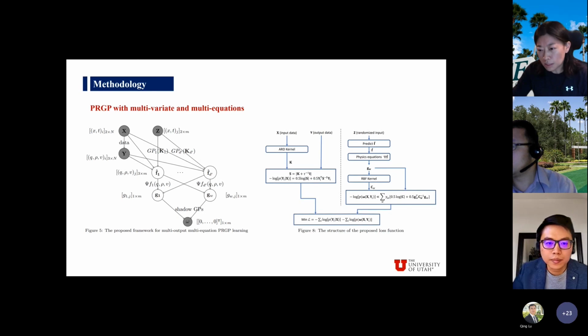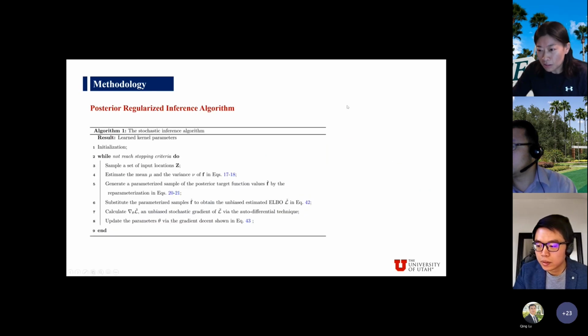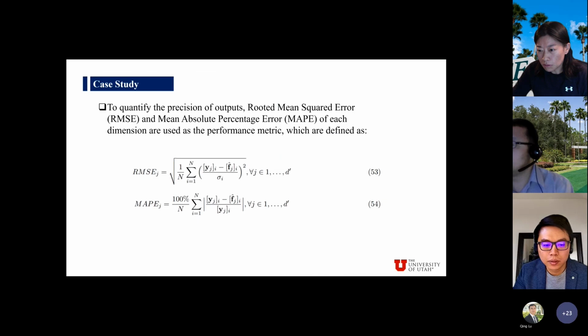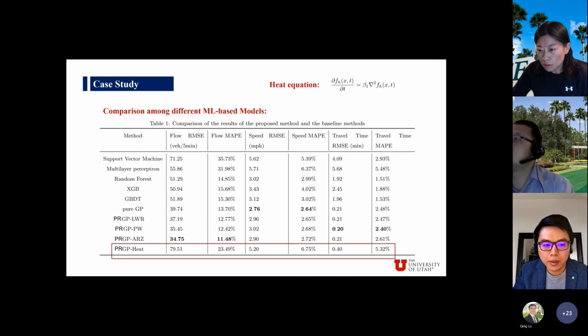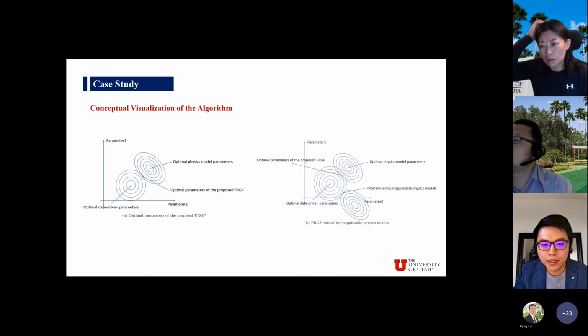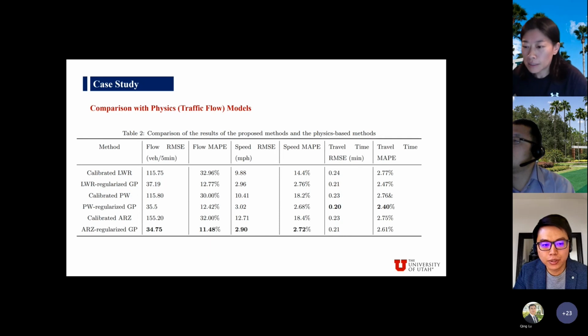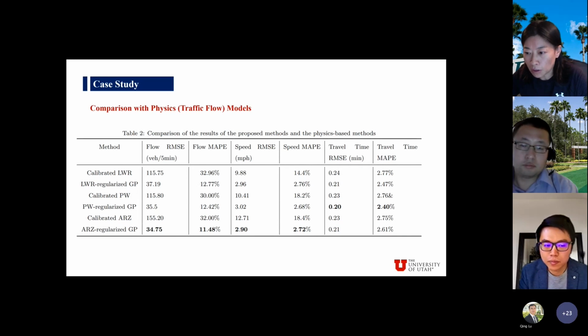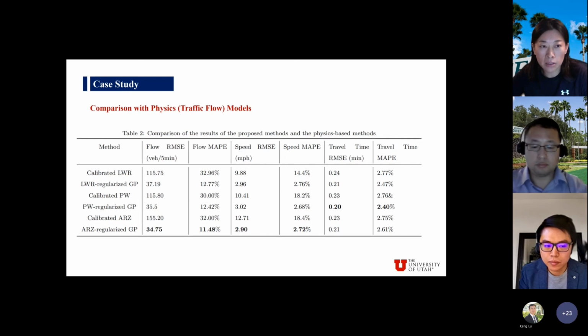No, the second sentence does not sound right. I'm not sure if I got the question. Okay, a question: will a nice physical model with a small predicting error guarantee the effectiveness of PRGP that's based on the physical model?